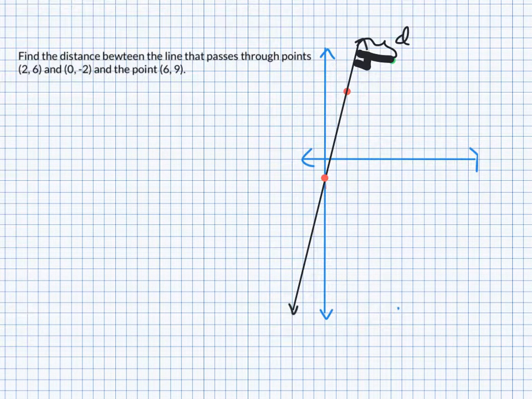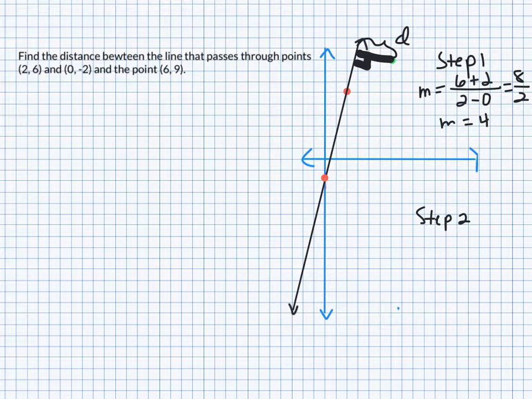So step 1, the equation of the line. So we get the equation of that black line that we have there. And to do that, we need slope and y-intercept. So the slope is equal to (6 + 2) divided by (2 - 0), which is 8 divided by 2, which is 4. So the slope is 4. On step 2, we're going to need the slope of the perpendicular because we need the equation of the line that's perpendicular, so that's -1/4. So I'm going to go ahead and write that right now.